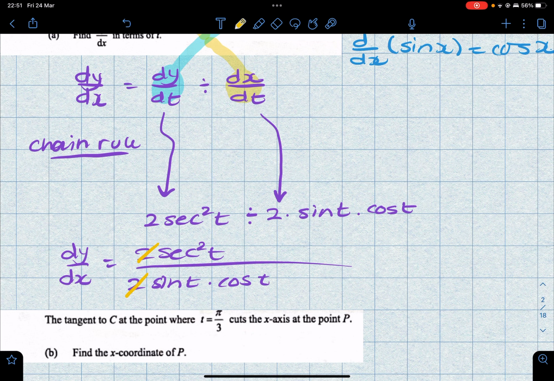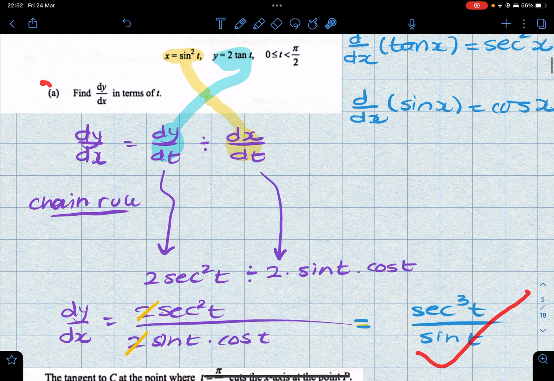And I guess the cosine in the denominator, you can replace it with secant. So it's secant cubed t over sine t. So I've just taken 1 over cosine and I've called it secant. So that's the final answer for part A, using the chain rule.